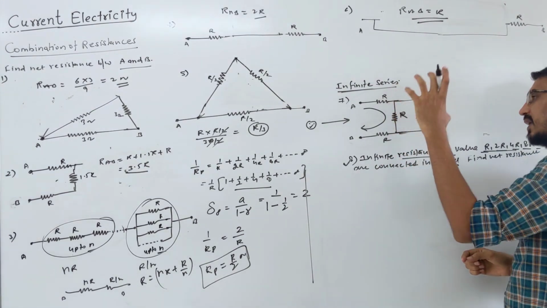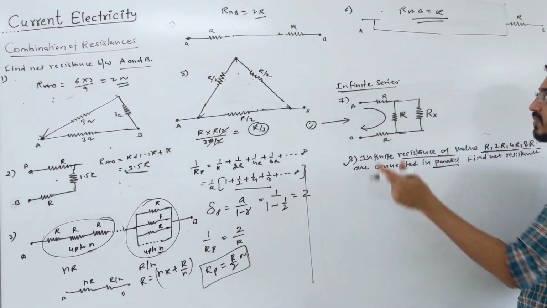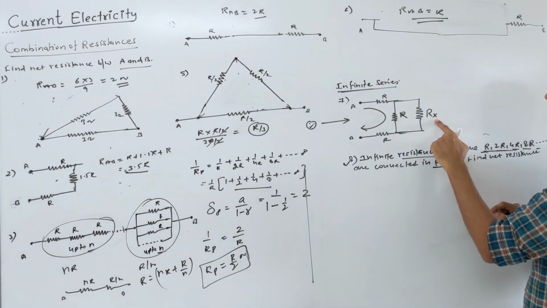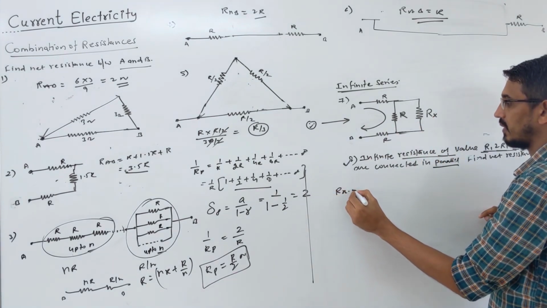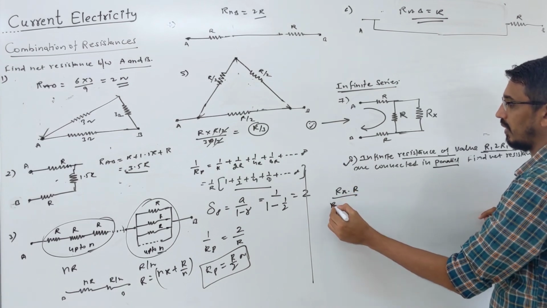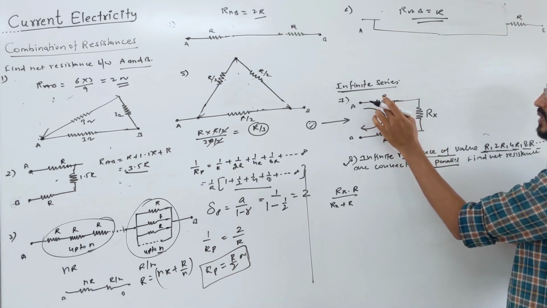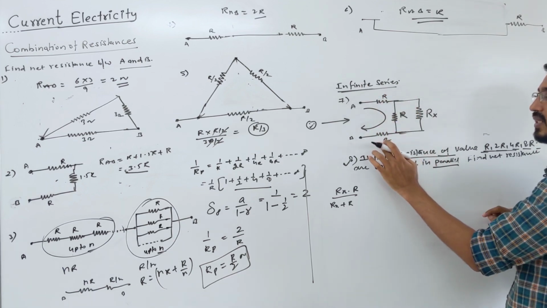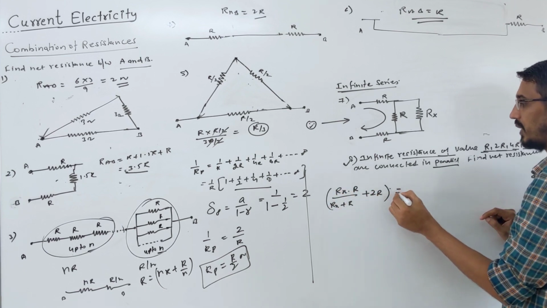So we take the sum of this much part and we call it equal to Rx only. So let's find it. How will you find it? Look, Rx and this R are in parallel. So what is the net resistance? Rx into R upon Rx plus R, right? That is the parallel. Now they are in series with this R, and these R's become series. So plus 2R. Now this is the sum of these, correct?